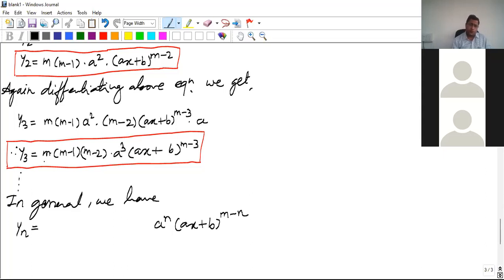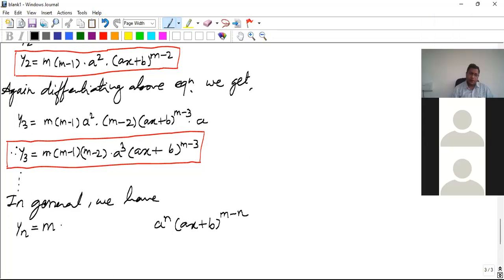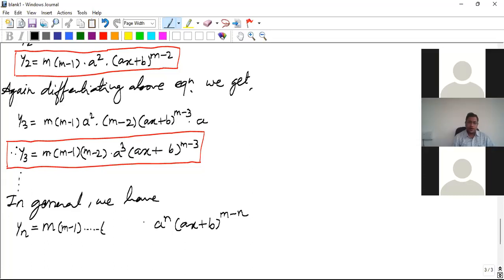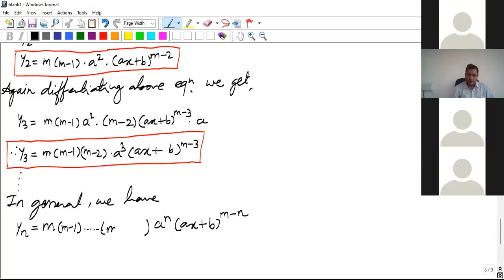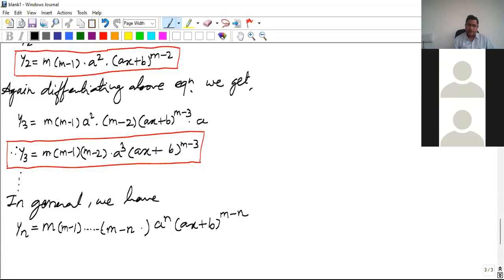Now we have to think of these terms. We have m here, then m minus 1, and so on. The last term that we have to think of is m minus n plus 1. So are you getting this term? Okay.